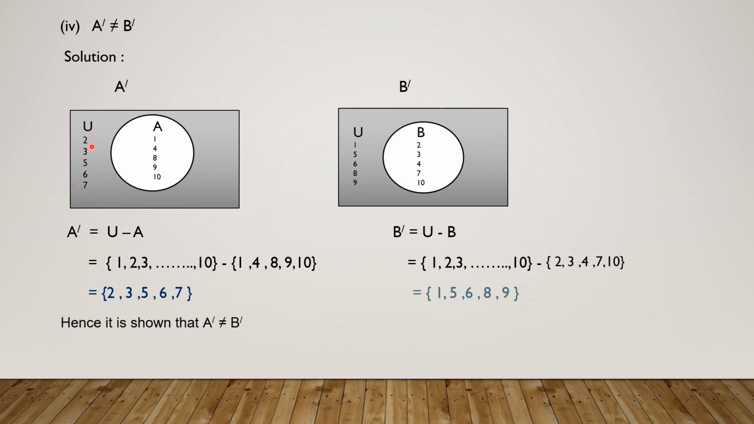Students, see here. In A complement we have 2, 3, 5, 6, 7 while in B complement we have 1, 5, 6, 8, 9. Inside A we have elements of A, inside B we have elements of B and remaining elements should be written in outer portion.